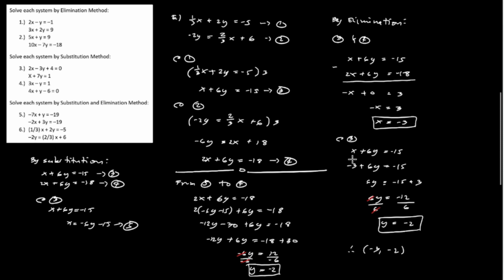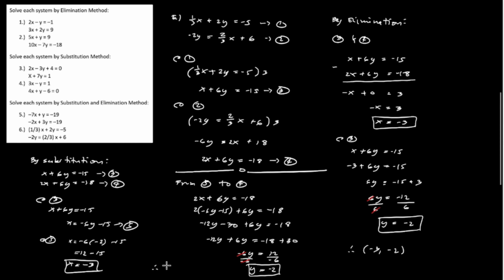And to find the value for x, you can use equation 5. At 5, which is x is equal to negative 6y minus 15, and x is equal to negative 6 times y, which is negative 2, minus 15. Negative 6 times negative 2 is positive 12 minus 15, and x is equal to 12 minus 15 is negative 3. So therefore, the value for x is negative 3.